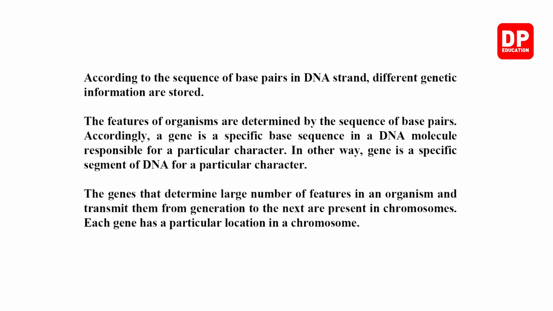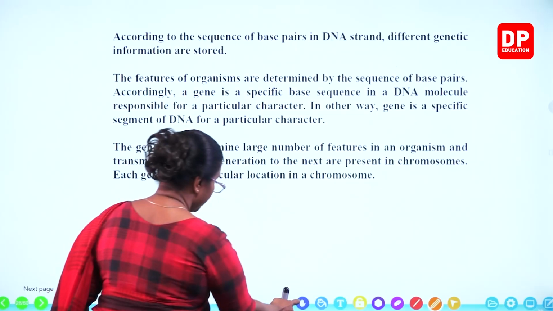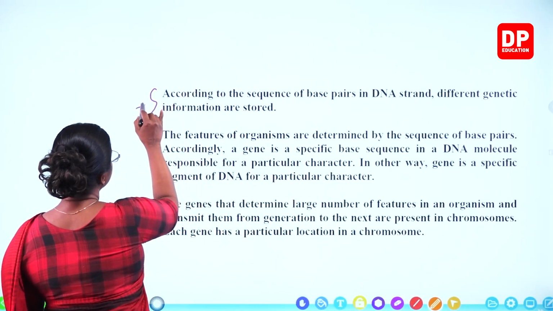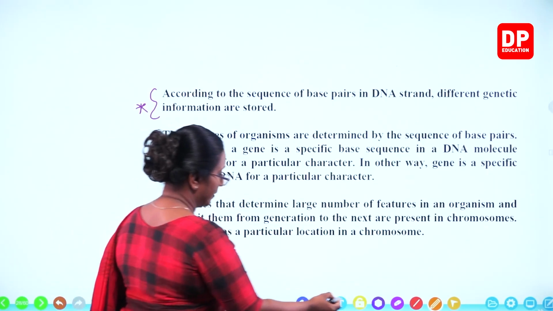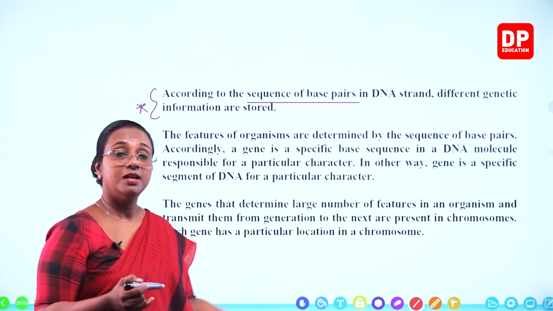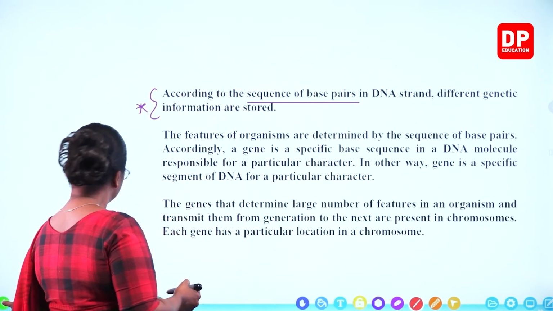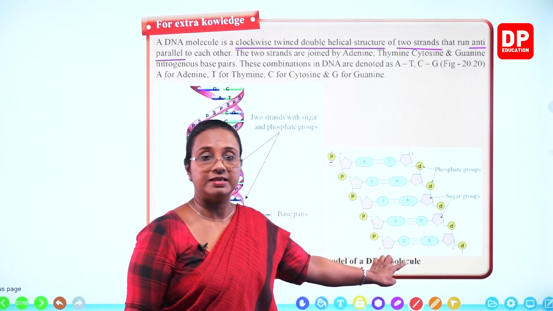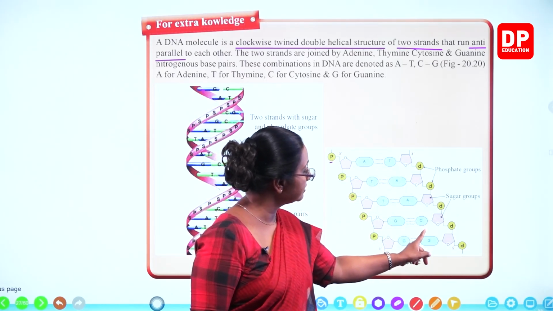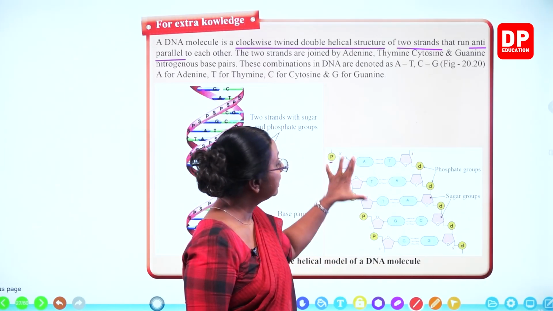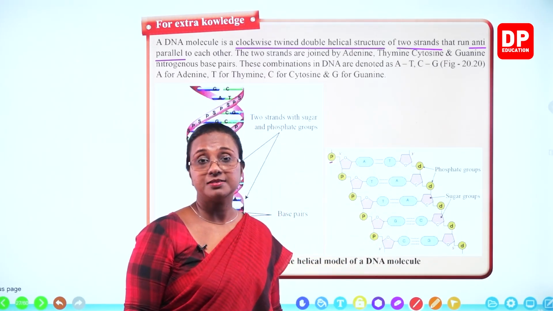According to the sequence of base pairs in the DNA strand, different genetic information is stored. This is what I told you all. According to the sequence of base pairs, important. Sequence of base pairs. Like I said, the arrangement. Now in the previous slide, you all saw this. Here you can see A, T, T, G, C. That is a sequence of bases. On this side, T, A, A, C, G, complementing that. So this whole arrangement is a sequence of base pairs.